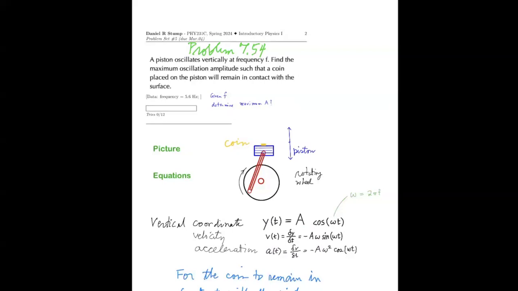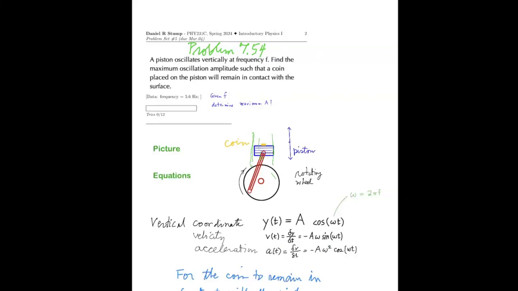I haven't shown the cylinder here, but there would be a cylinder here. And the piston just goes up and down within the cylinder. And the piston is attached to a rotating wheel. So as the wheel rotates, the piston goes up and down. If the wheel rotates with a constant angular velocity, then the piston goes up and down with angular frequency the same as the revolution frequency of the rotating wheel.